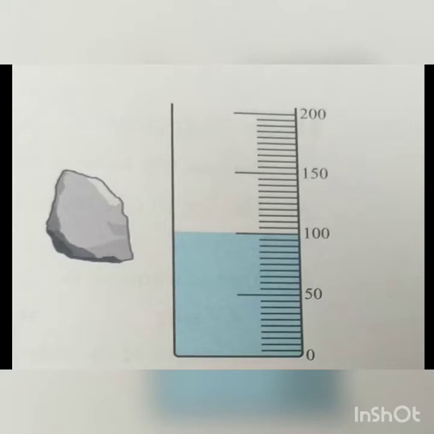Here I have a beaker and the marking levels are there in the beaker. You can see 0, 50, 100, 150, 200 ml, etc. Now, I have taken 100 ml of water in the beaker and I want to know the volume of this stone. So, what can I do in order to find out the volume of this stone? I am going to drop this stone into this water. So, without the stone, what was the water level? 100.